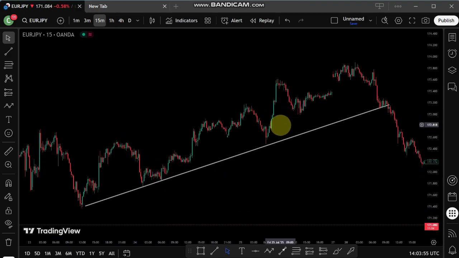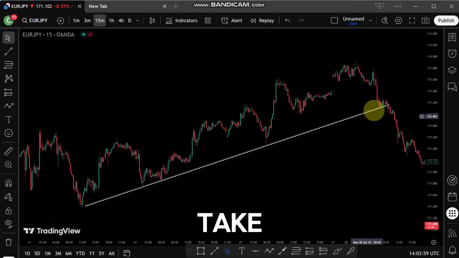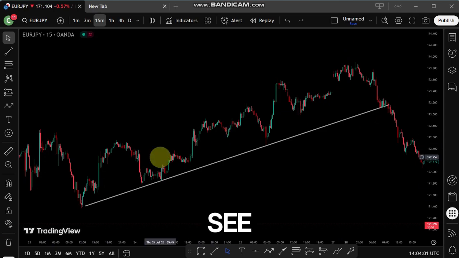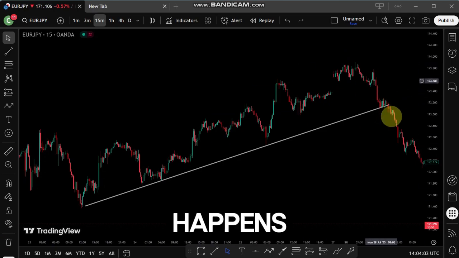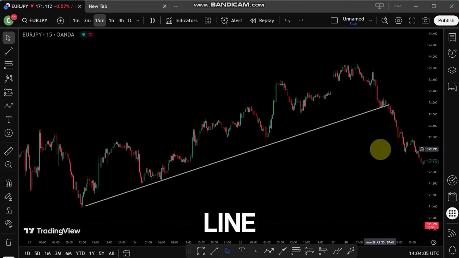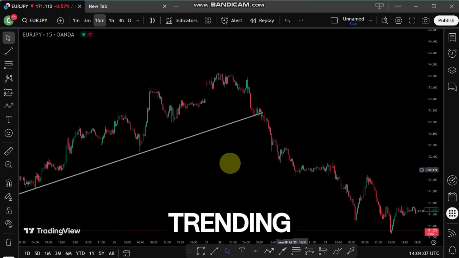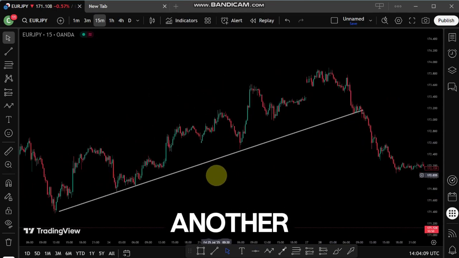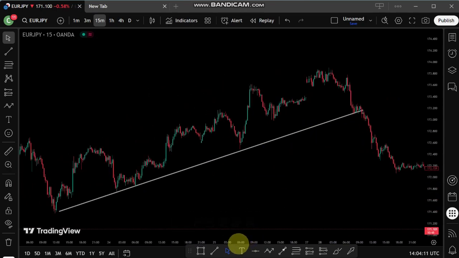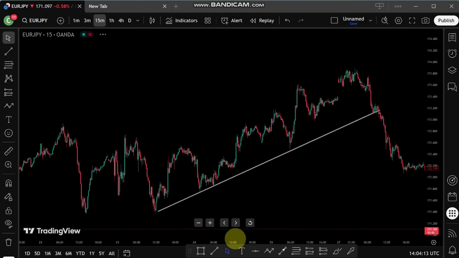So for those trend line traders, we're waiting for price to come out of this place to take a buy again. As you can see, when price got to this, what happened? It broke down the trend line. Price started trending downward. So this is also another example. That's why most times I don't recommend trend lines.